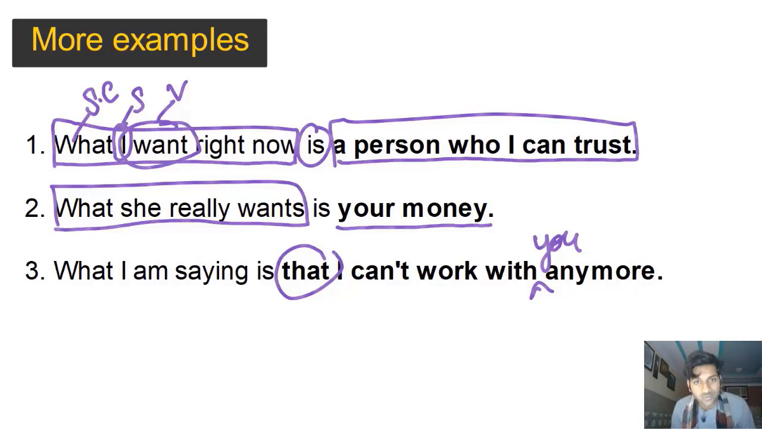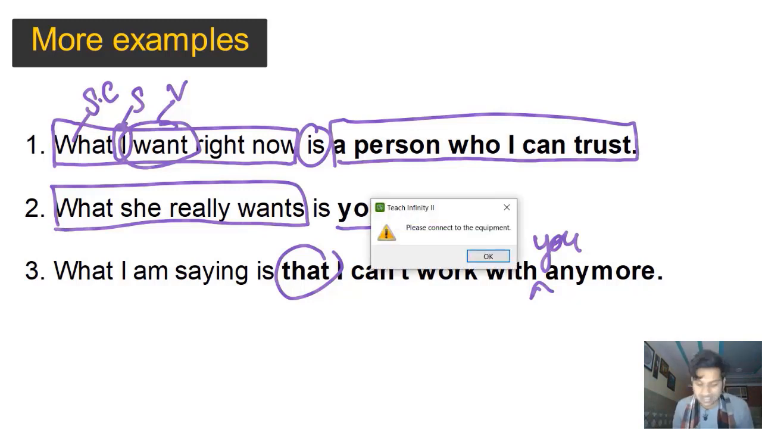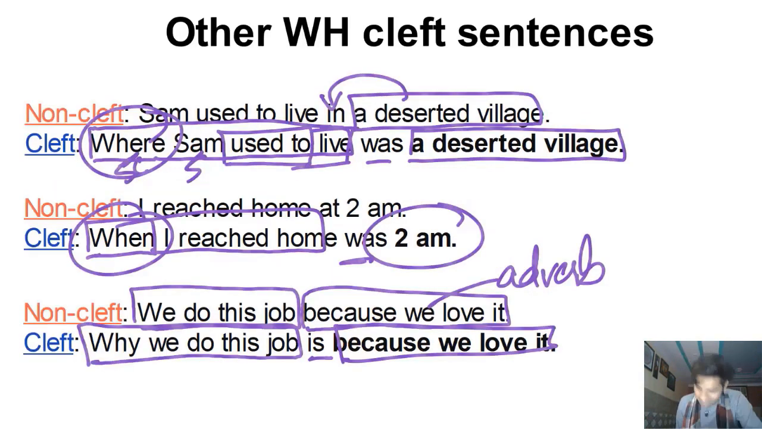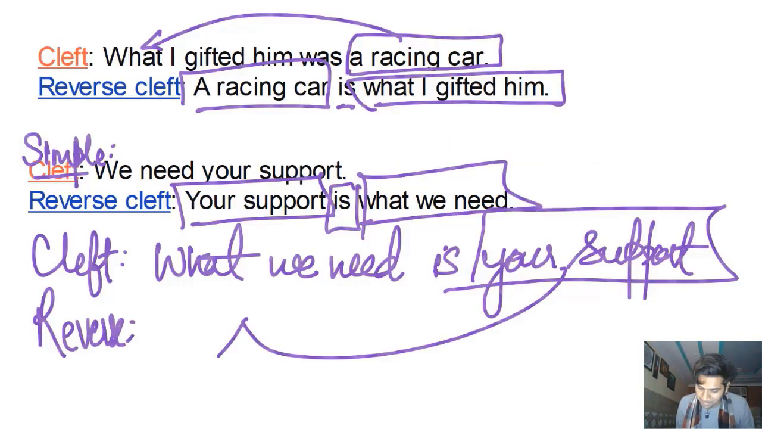All she wants from you is your money. All I'm saying is that I can't work with you anymore. All I am saying is that I cannot work with you anymore. So we have separate examples of this case.